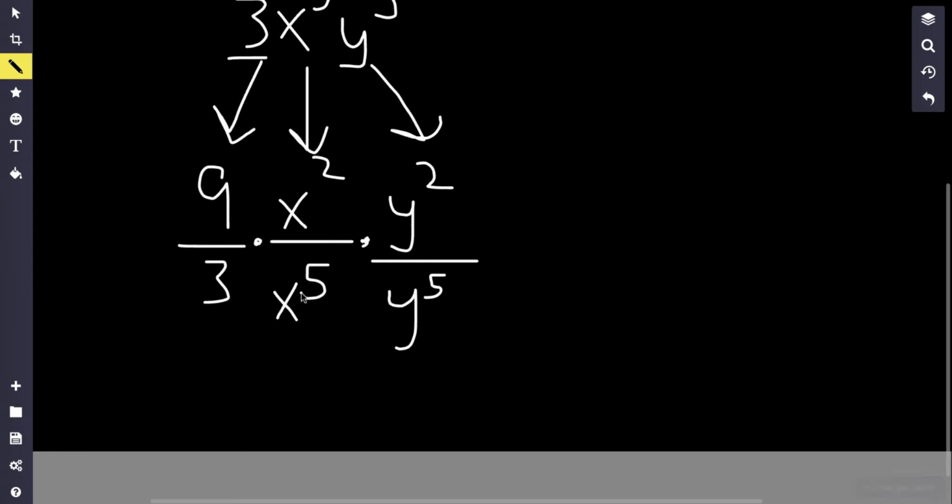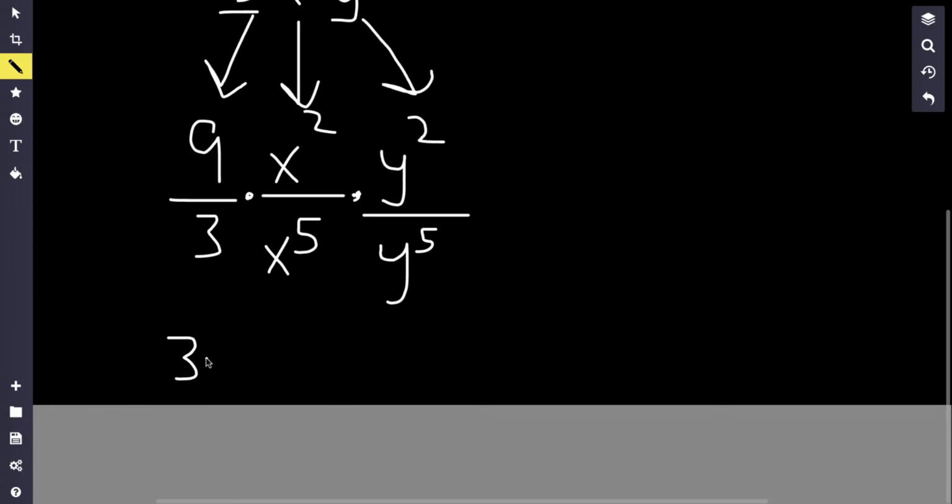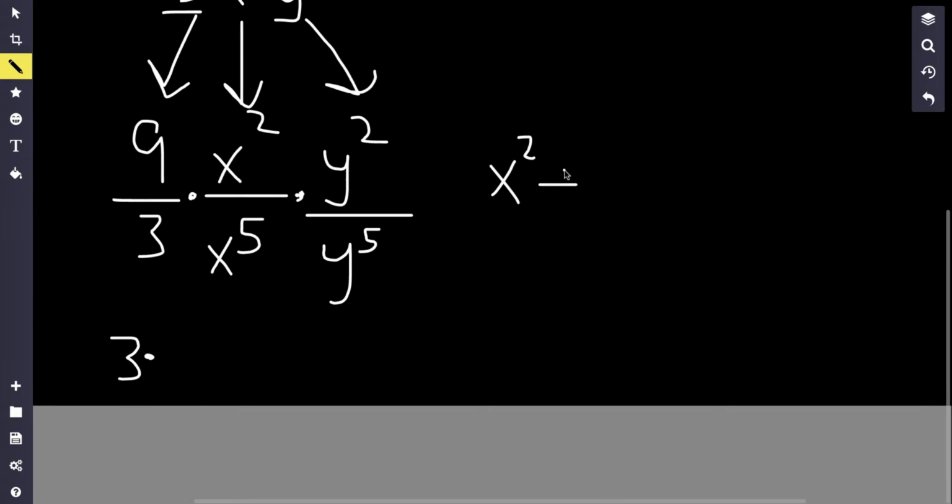9 over 3, that's just going to be 3. X to the 2nd power divided by x to the 5th power. Well, we're going to use the quotient rule once again. So let me write this out. X to the 2nd power divided by x to the 5th power.